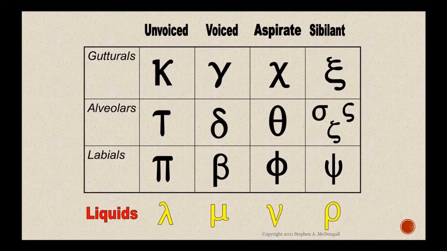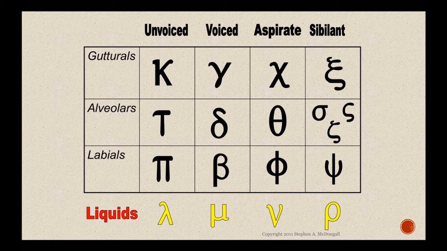And then we have liquids: lambda, mu, nu, rho. There are different ways to classify these, and I said this before, but lambda and rho are basically laterals as well. So there are other elements to classifying these letters, and we can get really complex with them, looking at all the different things. It just gets really confusing.